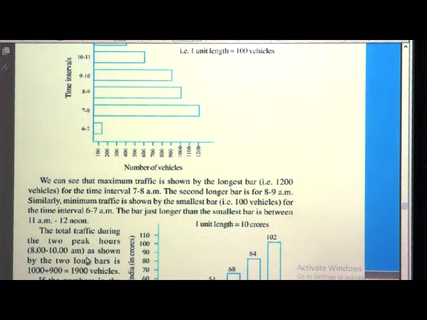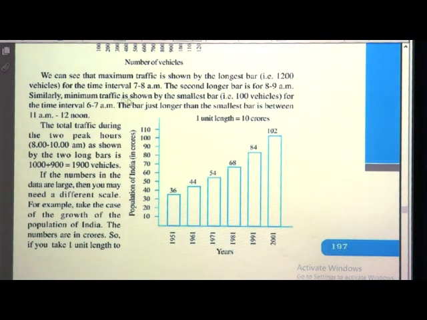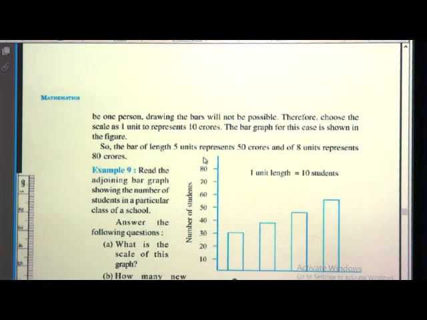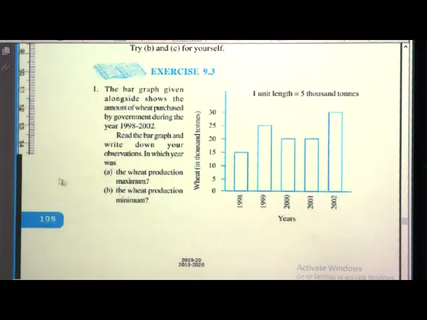So these are the different aspects wherein by seeing this bar graph we can study more about the given data or represent the data in different ways. So this was one example of showing the bar graph. Now we will see exercise 9.3, wherein we can understand the different bar graphs and how to solve them.